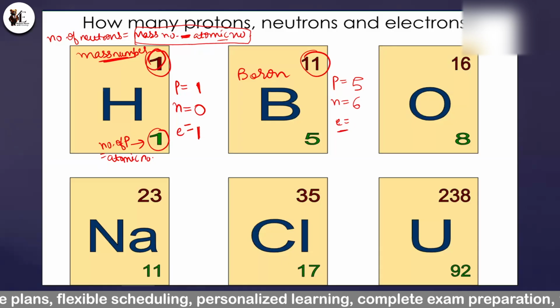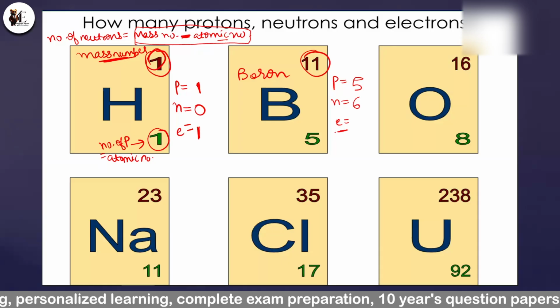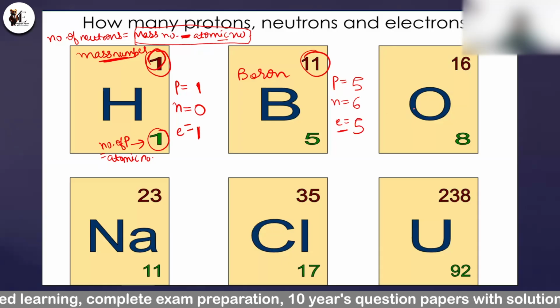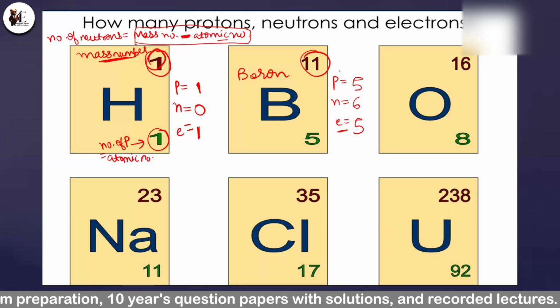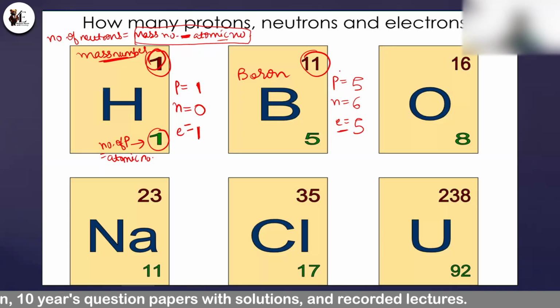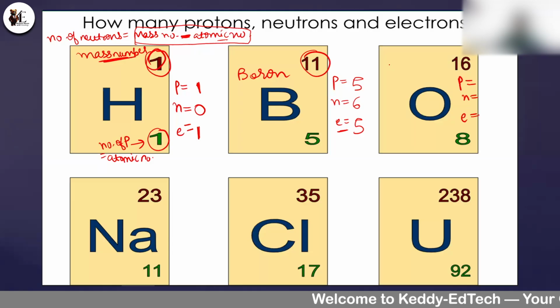Number of electrons is 5. You have to remember only 2 things. First, the number of protons is equal to the number of electrons in the atom. Second, the number of neutrons is equal to mass number minus atomic number. Very simple. Now tell me the number of protons, neutrons and electrons in oxygen. O is oxygen.